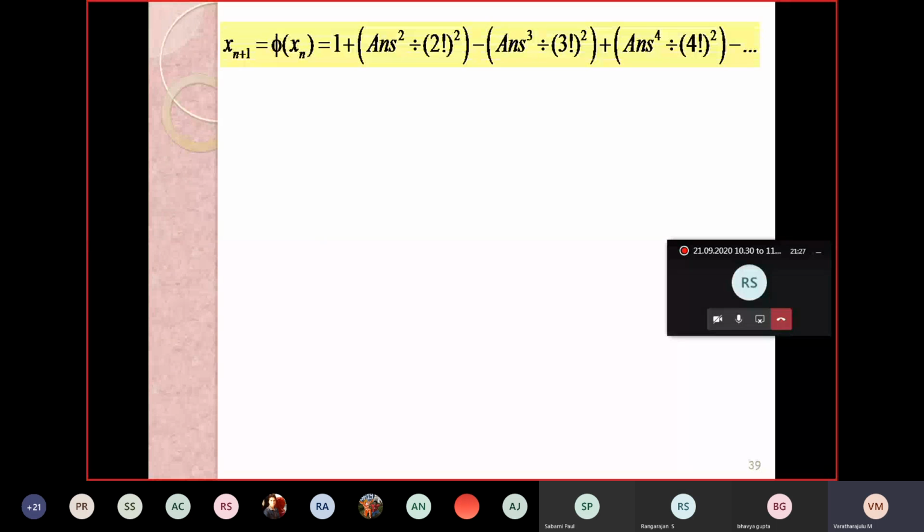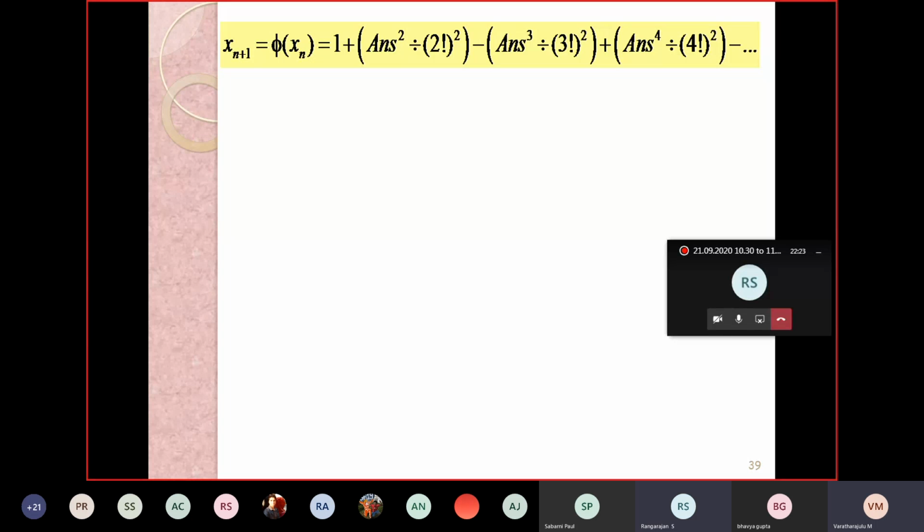Now in this way you can find your result. 1 plus open bracket answer square divided by open bracket 2 factorial, you can find the factorial under mode at the top, and close bracket power 2, that is square, close bracket, minus open bracket answer power 3 divided by 3 factorial, square, close bracket, plus answer power 4 divided by 4 factorial close bracket power 2, again close bracket.